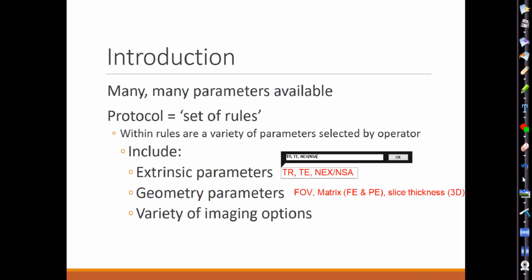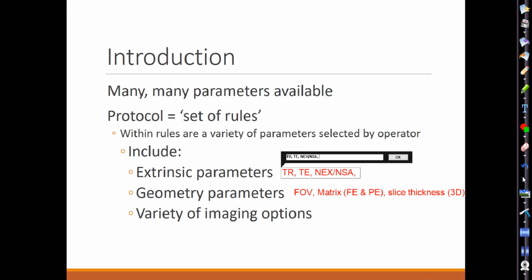Number of signal averages. So if we fill that row of K-space twice, we're going to average the signals within that row. That's what that means. Anything else? Turbo? FOV. I guess you could say extrinsic-ish.